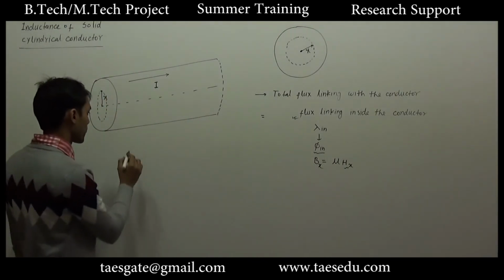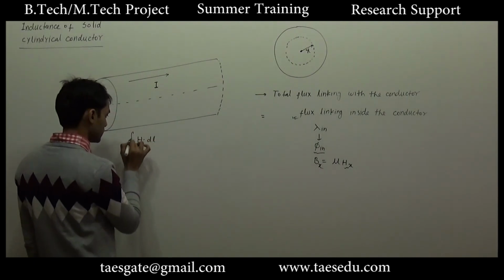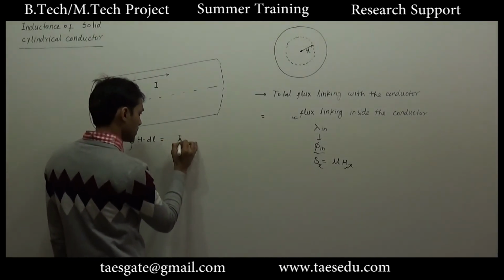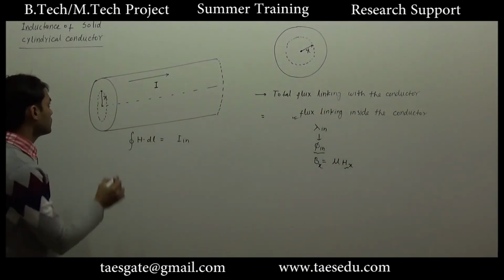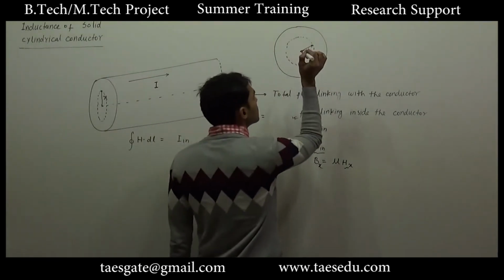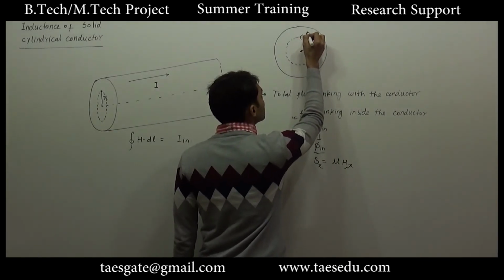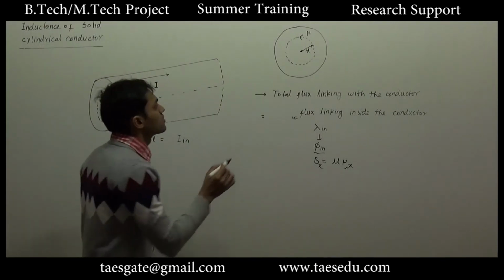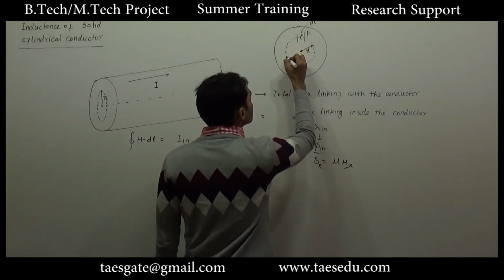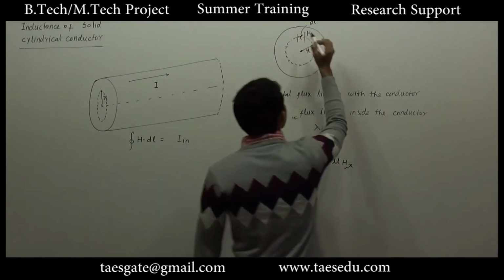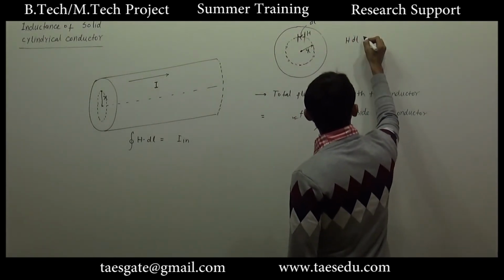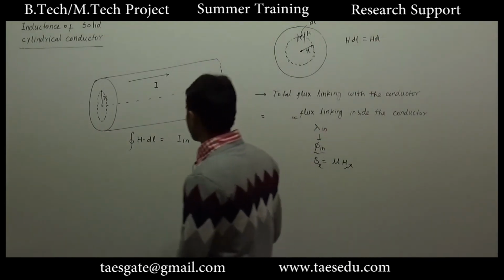So what is Ampere's circuital law? Ampere's circuital law is H dot dl, the line integral of the magnetic field intensity, is nothing but the current enclosed by this surface. If current is going inside, the direction of magnetic field intensity will be anti-clockwise. So if this is H and this is dl, for each part of this periphery, what will be H dot dl? The direction of H and the direction of dl is the same, so the angle between them is 0, and this will be simply H dl.